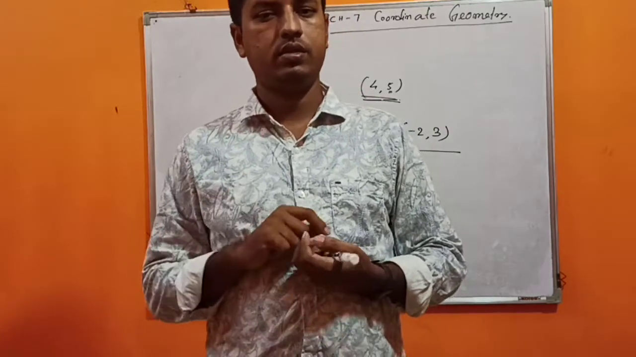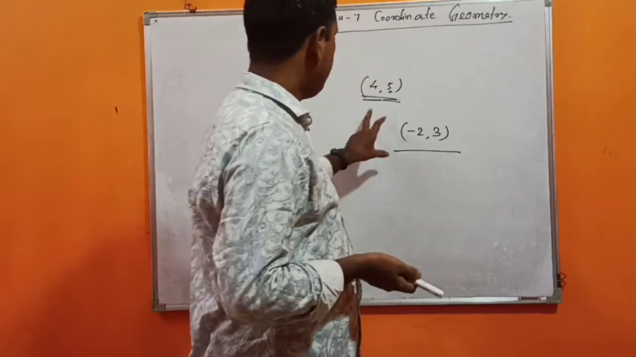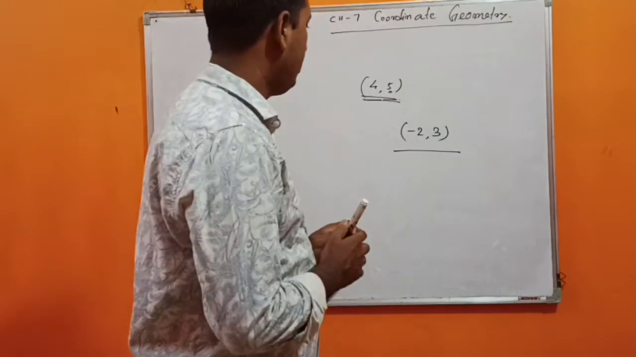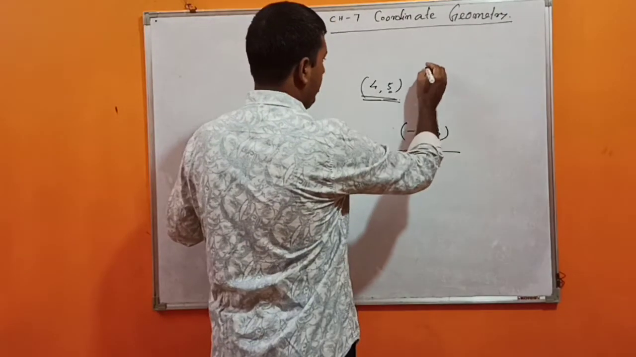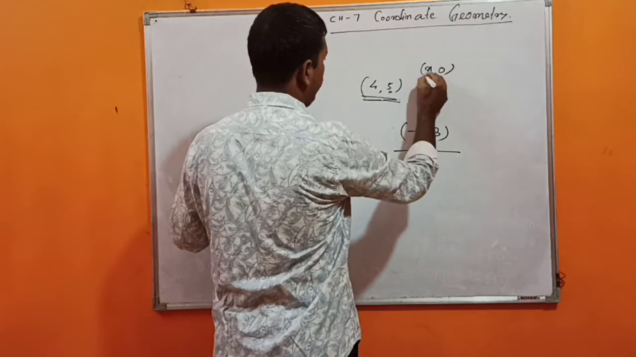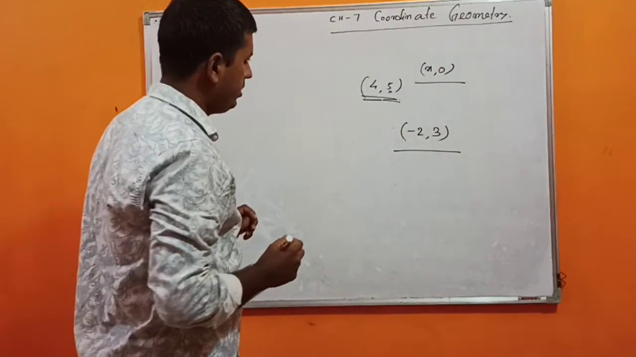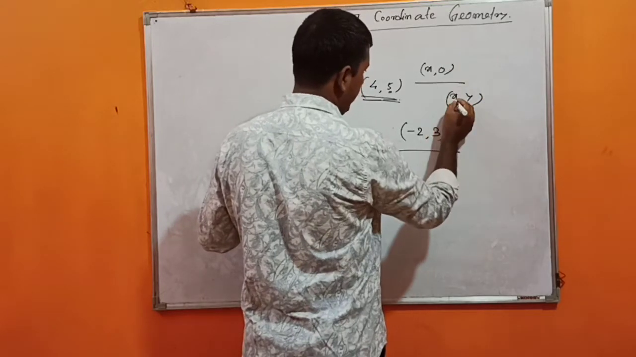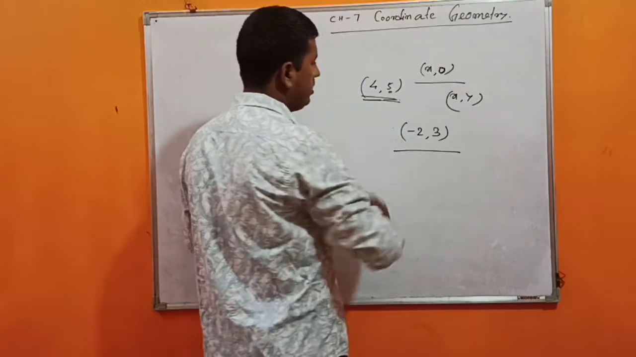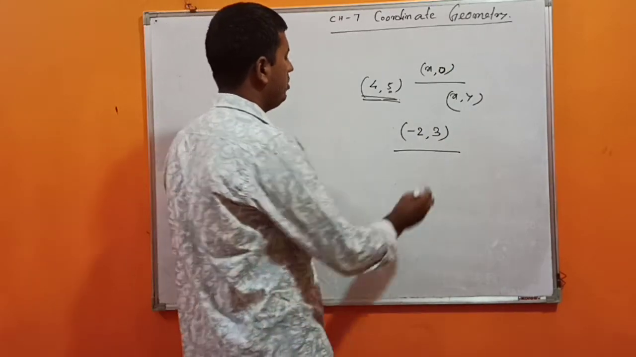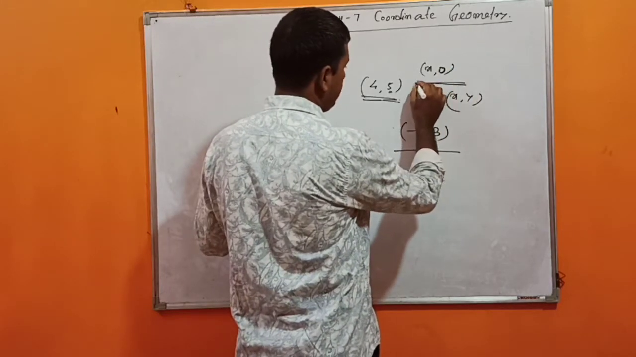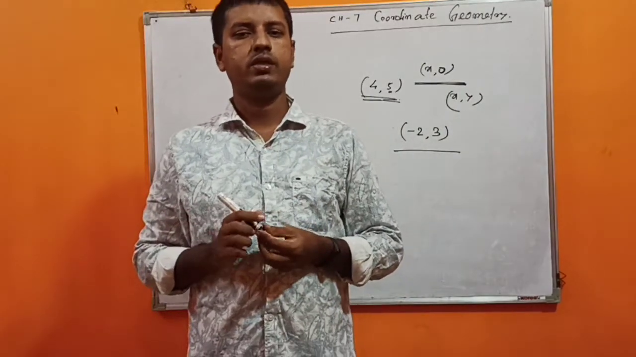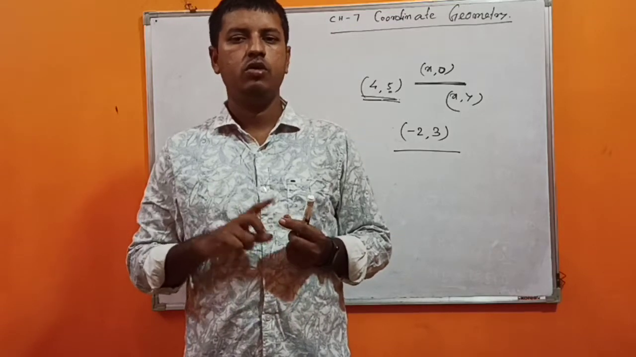Now, if a point lies on the x-axis, then the coordinate of that point will be x, 0. Generally, the coordinate of a point is denoted by x, y, and if the point lies on the x-axis, then the second coordinate, that is the value of y, will be 0. So if a point lies on the x-axis, its coordinate will be x, 0, and reversely, if it lies on the y-axis, then its coordinate will be 0, y.